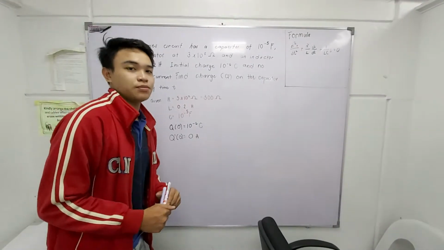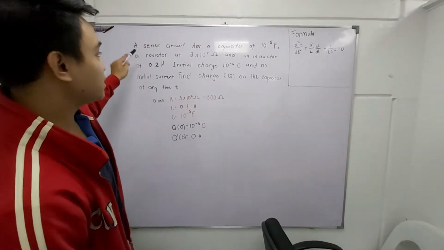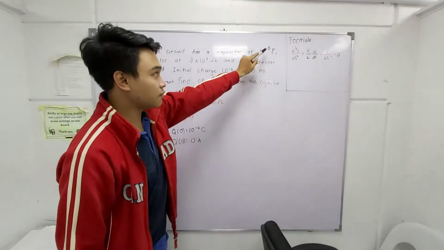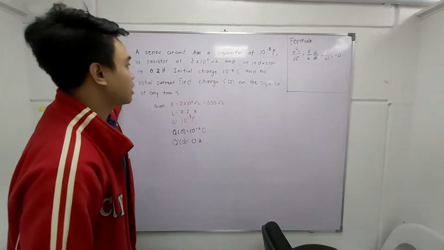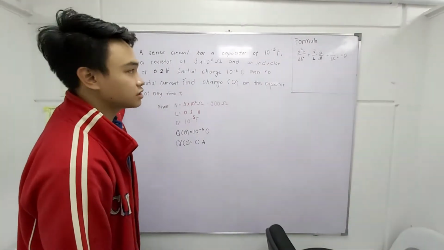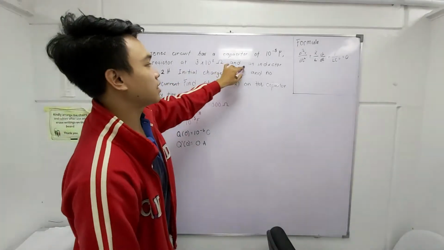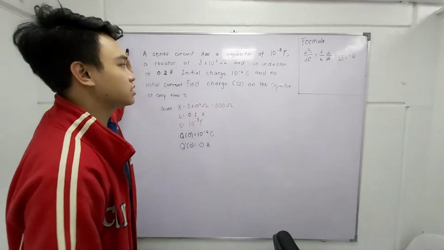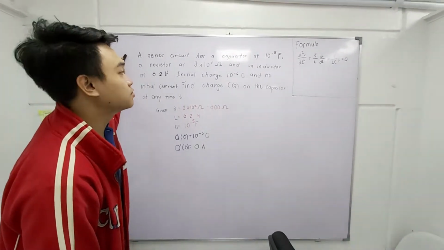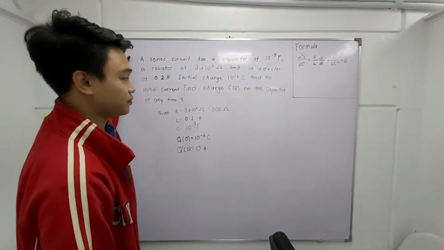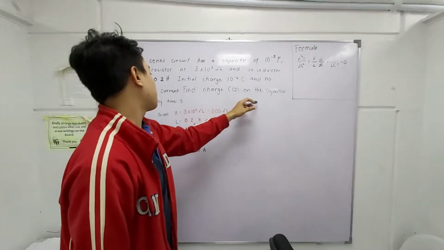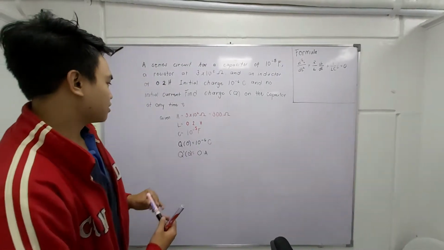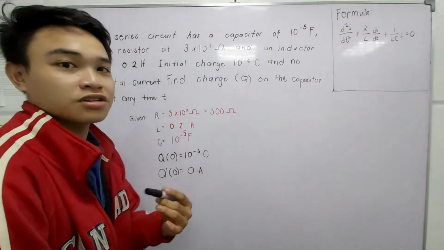Okay, for our sample problem: a series circuit has a capacitor of 10 raised to negative 5 farad, a resistor of 3 times 10 raised to 2 ohms, and an inductor of 0.2 Henry. The initial charge is 10 raised to negative 6 coulombs and there is no initial current. Find the charge Q on the capacitor at any time t. Okay, how do we solve this problem?